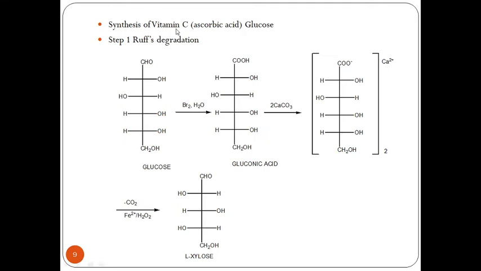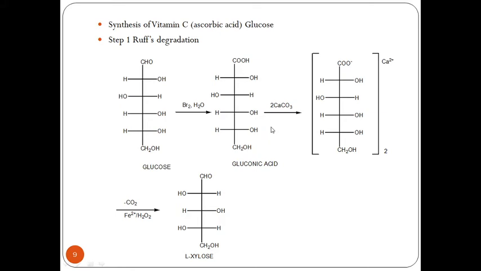So, synthesis of vitamin C, ascorbic acid, through glucose. The first step is Ruff's degradation. It is a step down process. That means if we start with a 6 carbon atom component, we will finish with a 5 carbon atom component. Glucose reacts in the presence of bromine and water to give gluconic acid. The aldehyde group gets converted into a carboxylic acid.